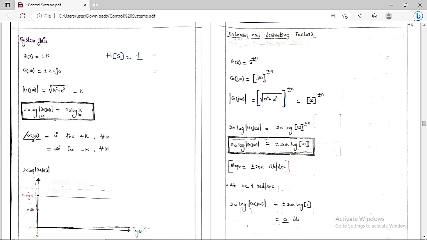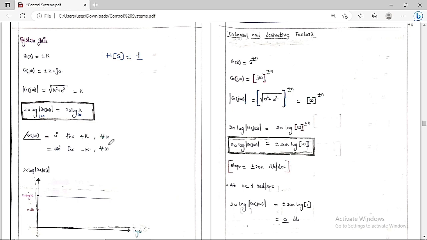Now let's go for the phase angle. What is the phase angle of G(jω)H(jω)? If k is positive, then we get 0 degrees for all ω, irrespective of ω. Suppose it is minus k, then the point is going to lie on the negative real axis. So what is the phase angle? You are going to get minus 180 degrees for minus k, for all ω.